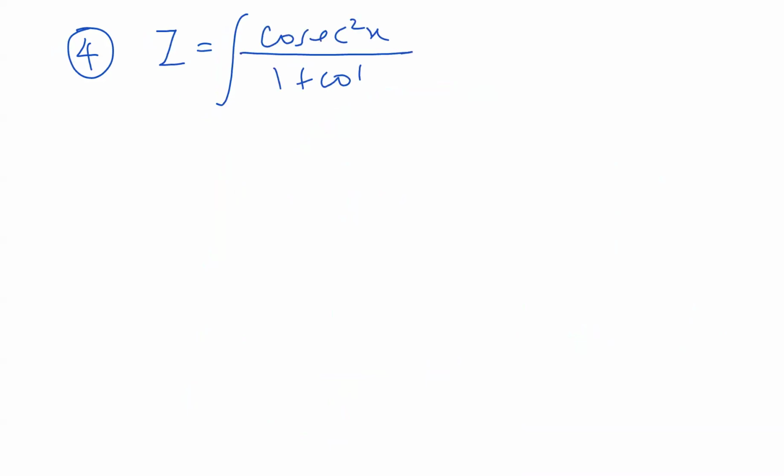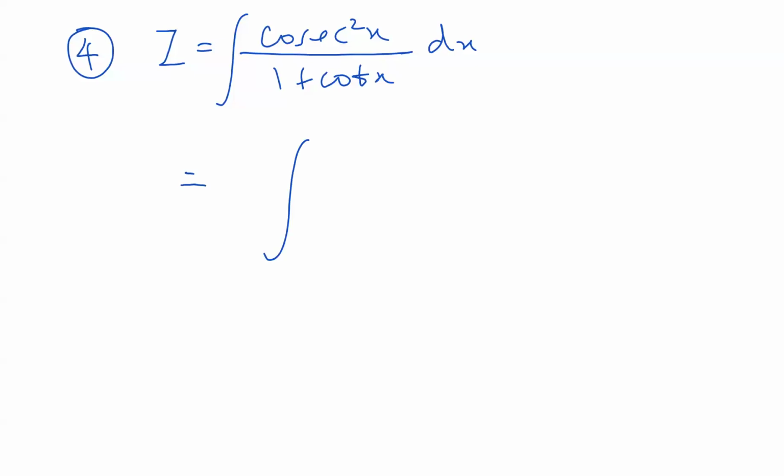Next question, question number 4. Integration of cosec square x upon 1 plus cot x. Okay. Now again, our observation should be very clear over here. The derivative of cot x is minus cosec square x. So forget about that minus sign, but we are having cosec square x. So this problem also can be solved using two different ways.